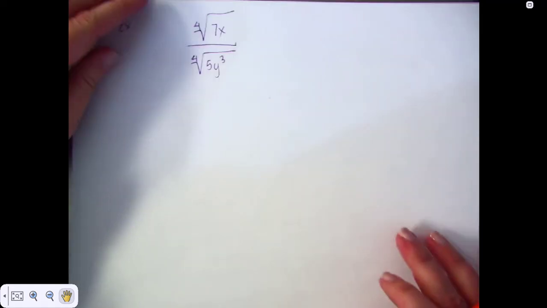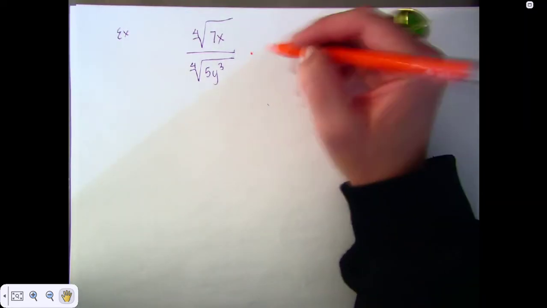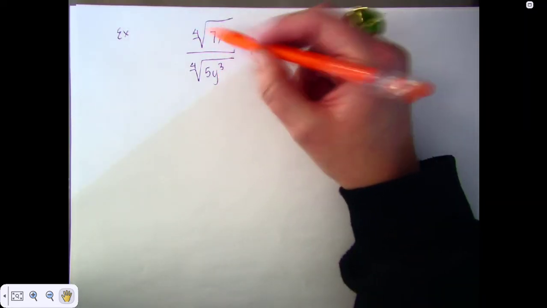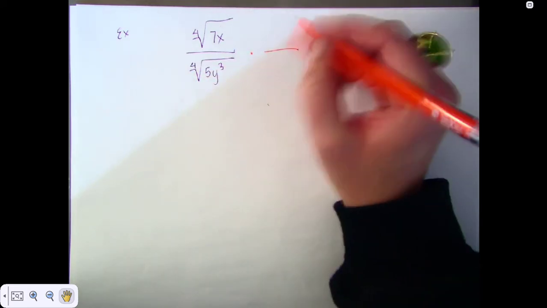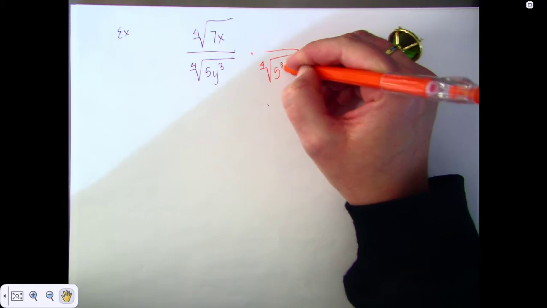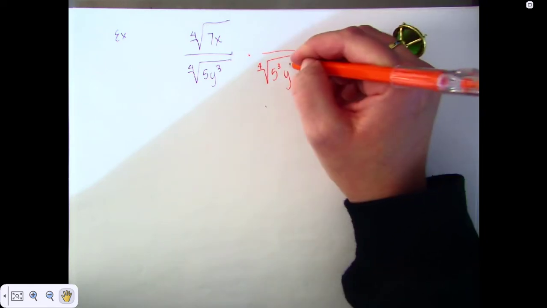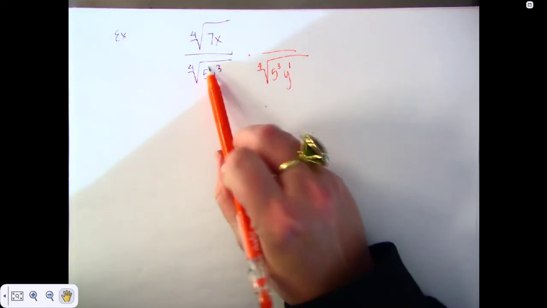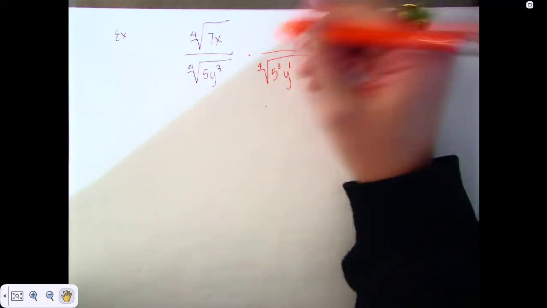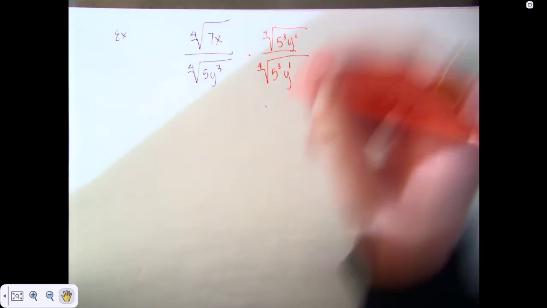Exponent of 4. Same instructions, rationalize the denominator. Now, can anything simplify top and bottom? Can anything simplify outside of the radical? Not in this case. So I'm going to see what I need to multiply by to get exponents of 4. So if I do 5 to the third and y to the first, because 1 plus 3 is 4, 3 plus 1 is 4. So now I have to make the top match the bottom. And now multiply.